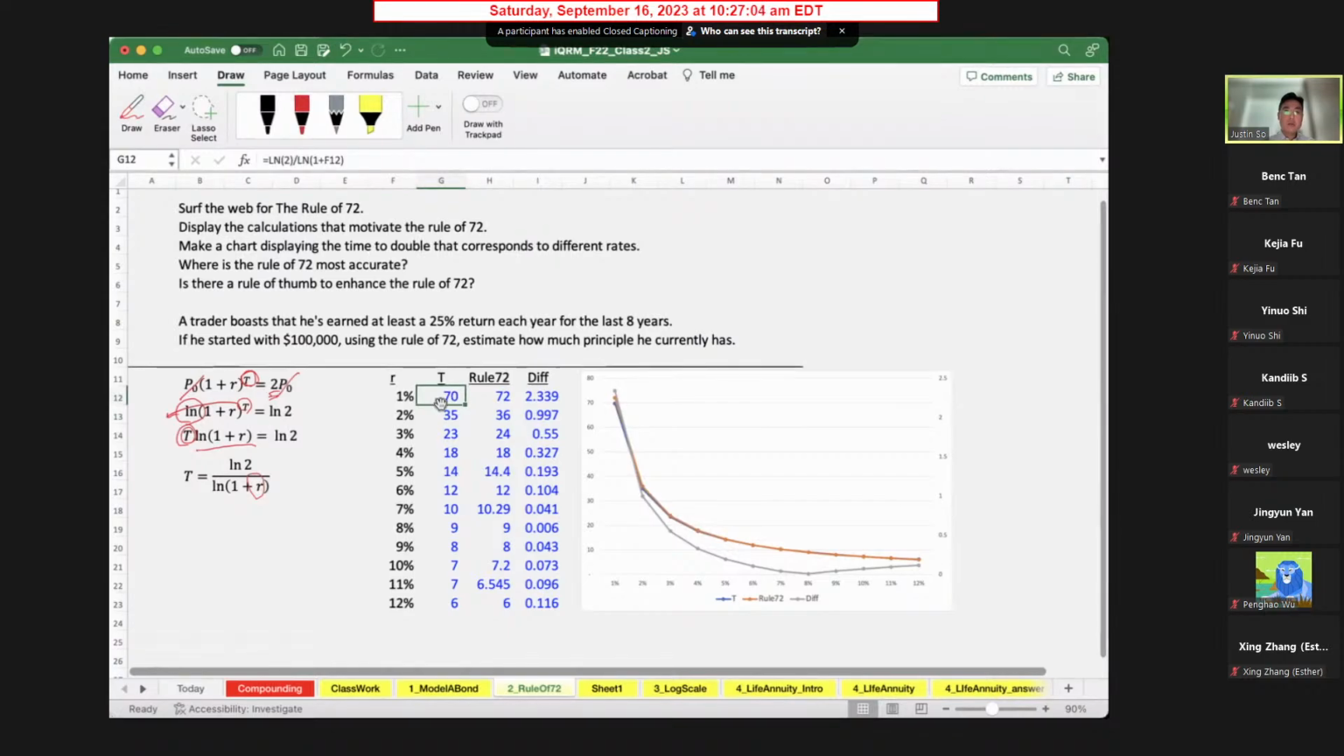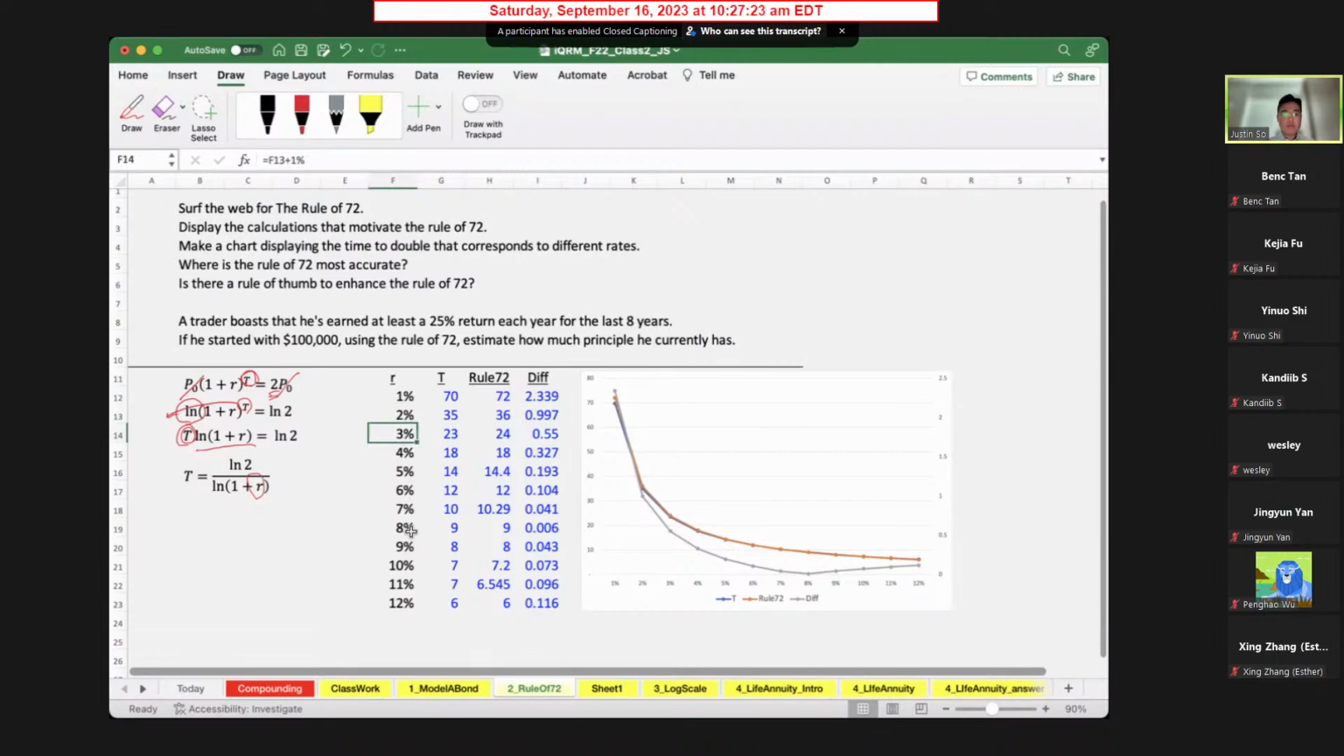But what does the rule of 72 say? 72 divided by 1 gives you 72. So what's the discrepancy between this mathematical result and the rule? It's 2.3 years. Okay, it's a bit of a difference, but let's increase the interest rate.